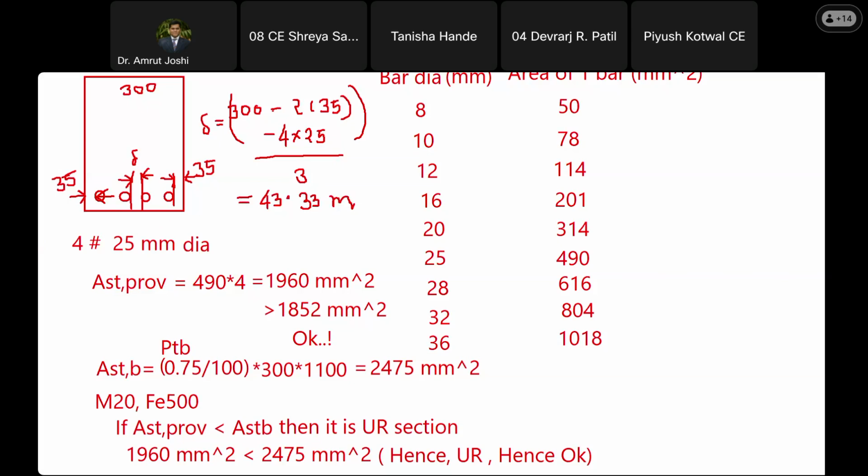So the clear gap between the bars, if I provide 4 bars in a single layer, is 43.33 mm. Now the IS code tells you that this gap has to be a certain minimum. So what is that clause? That we will see in the next class. Are you with me? Yes, sir. If the minimum required gap is not satisfied, that is, this gap is less than that minimum gap, then we are forced to provide these bars in 2 layers. Are you with me? Yes, sir.